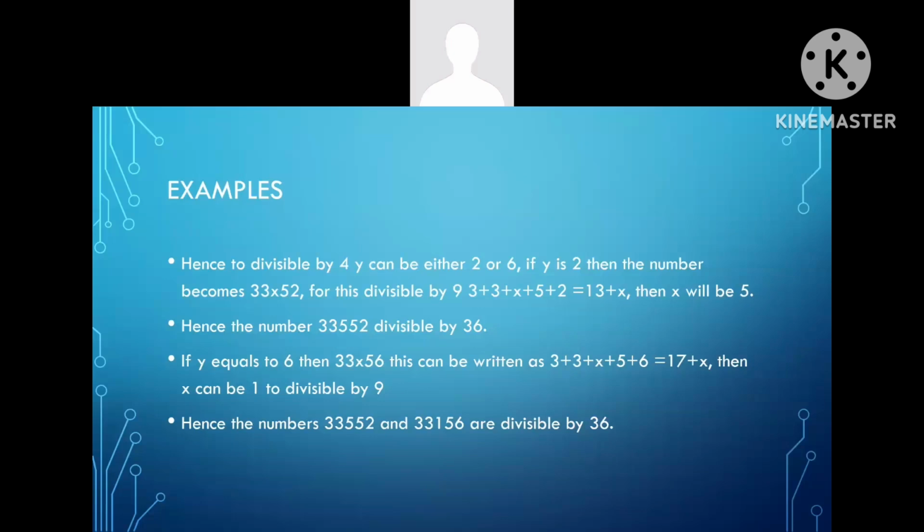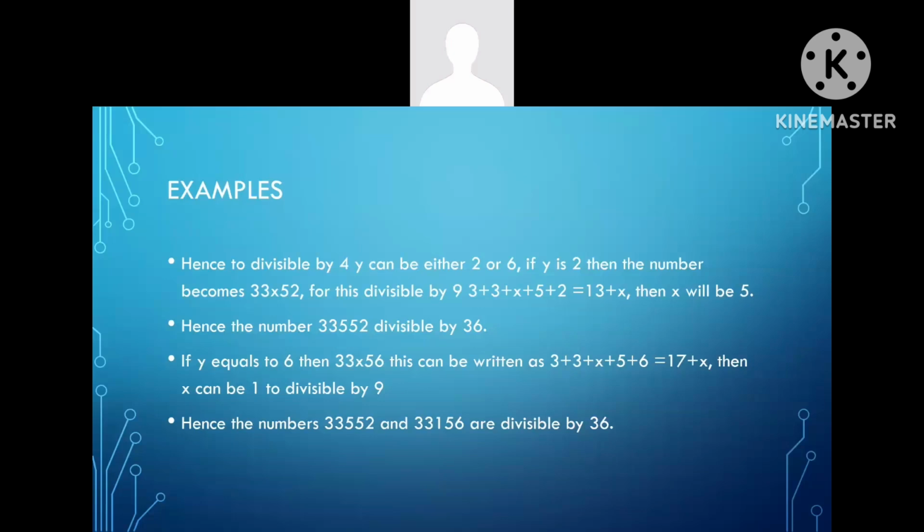If y is 2, then the number becomes 33x52. For this to be divisible by 9, the sum of the digits should be divisible by 9. Hence, 3 plus 3 plus x plus 5 plus 2 becomes 13 plus x. Then x will be 5 to be divisible by 9. Hence, the number 33552 is divisible by 36.